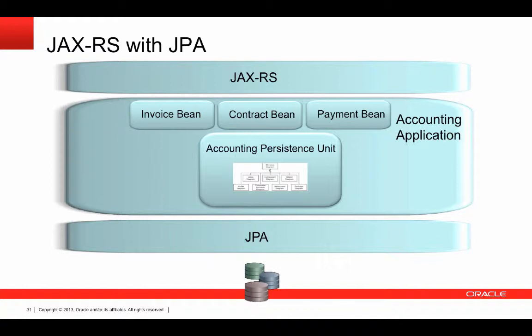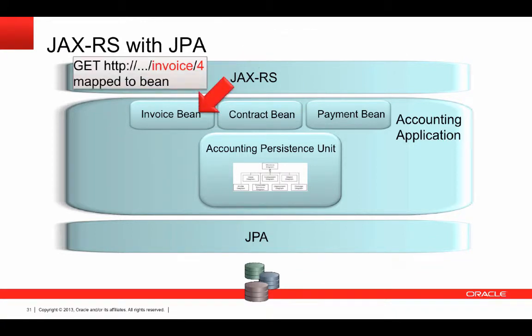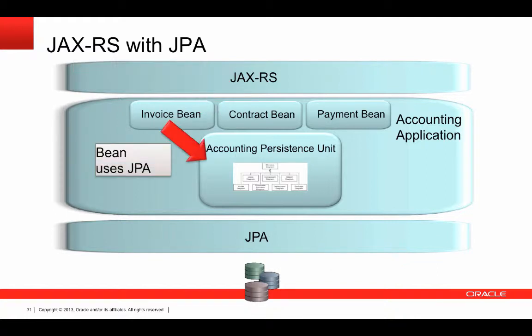So when I get a request in from the client, here's my get, same as we've looked at before with the invoice 4. JAX-RS, the RESTful container, interprets that and realizes that the invoice bean exposes that get method we wrote. Within there, it leverages the injected entity manager from the accounting persistence unit, and I can do my operations on the database through my entity manager JPA get. It returns an object that gets implicitly converted into the right representation based on the request.